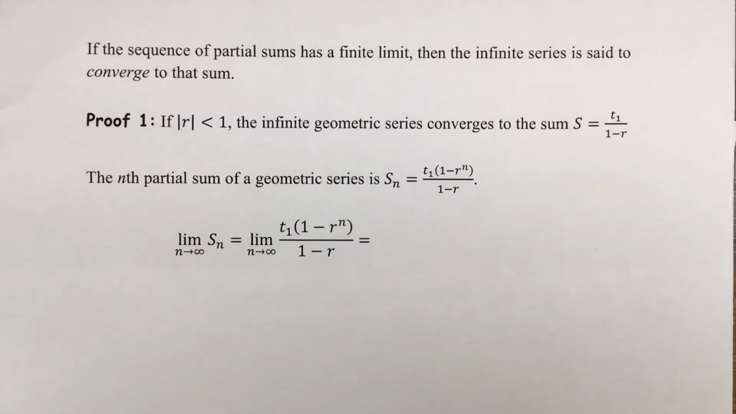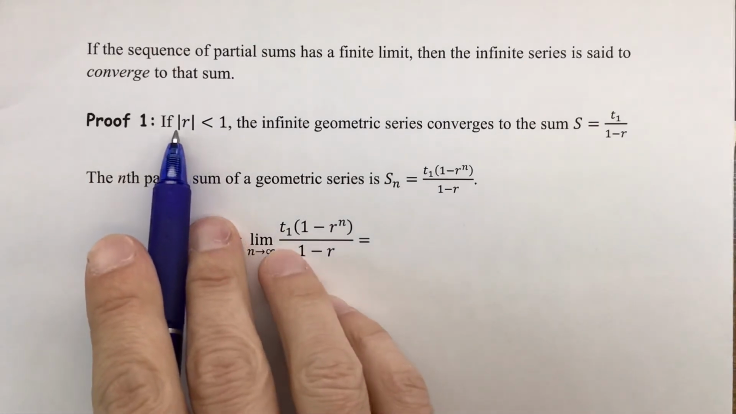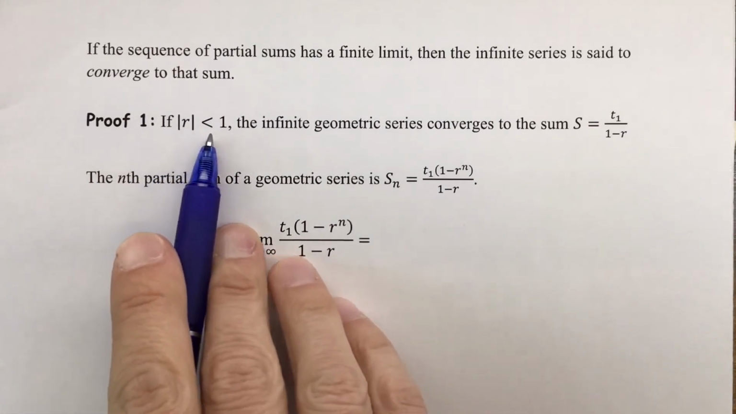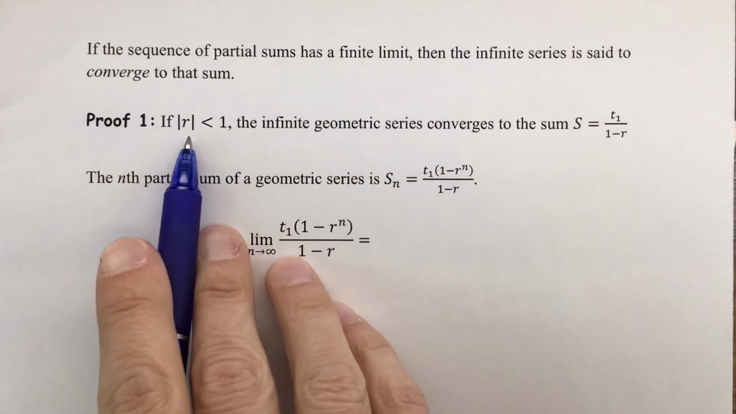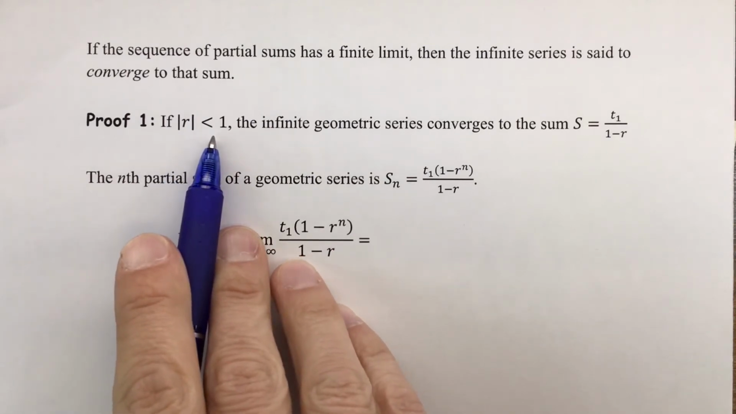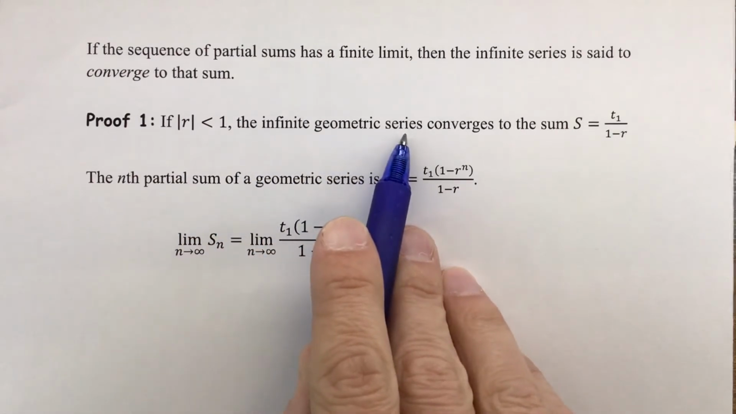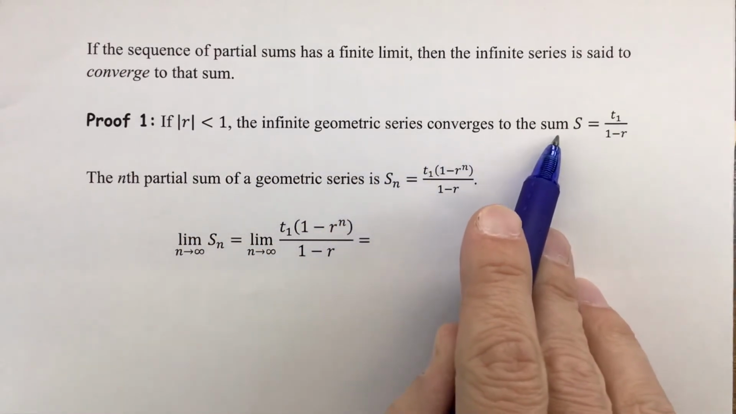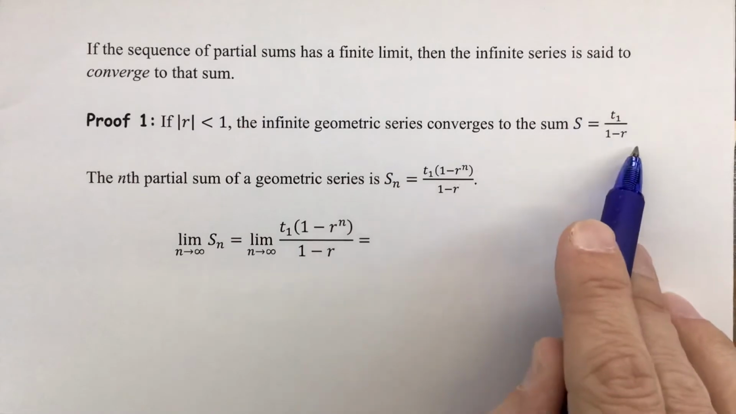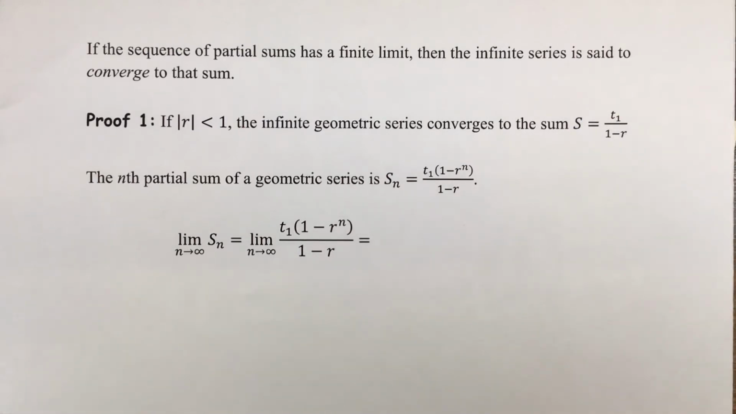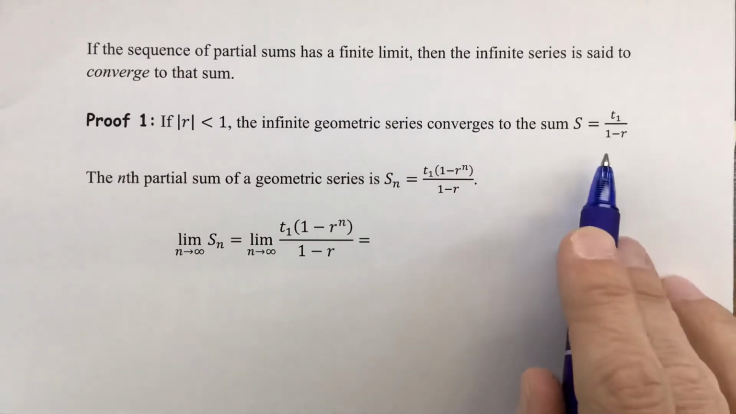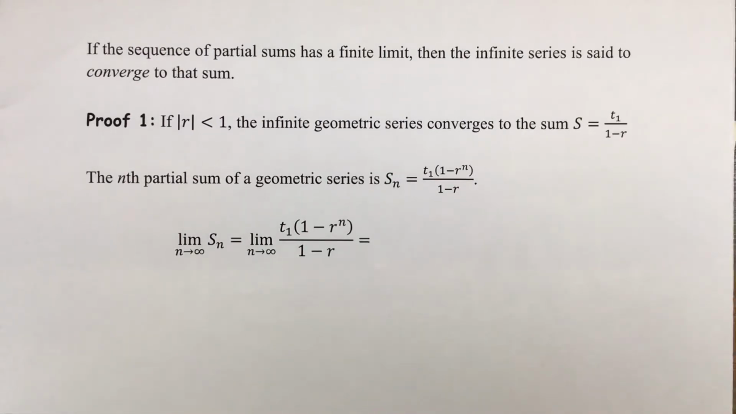1, we need a geometric series. And 2, we need a very particular R value. We need an R value whose absolute value is less than 1. Okay, so if the absolute value of R is less than 1, then the infinite geometric series converges to a sum that would be calculated using this. That sum will be T1 divided by 1 minus R, which is a really nice compact equation for something that might sound really technical like an infinite series.